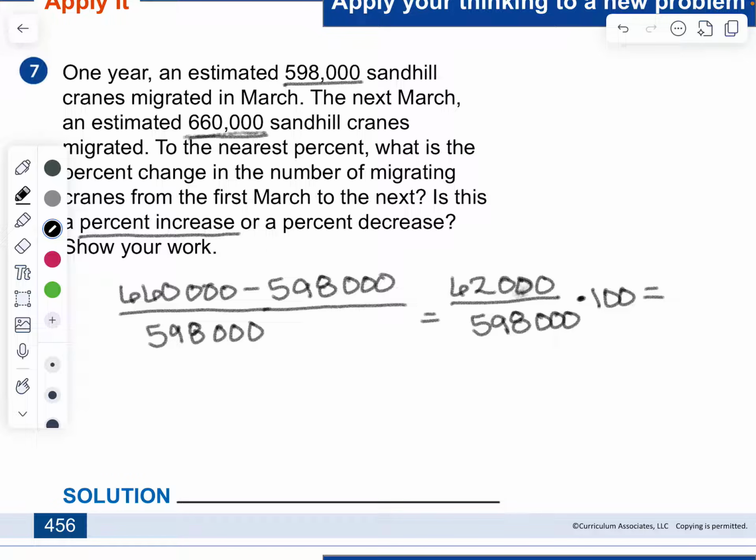62,000 divided by 598,000. Multiply that by 100. I get 10.3, so I'm going to say, since it's not exact, I'm going to use the correct symbol, approximately 10%. And we already indicated that that is an increase.